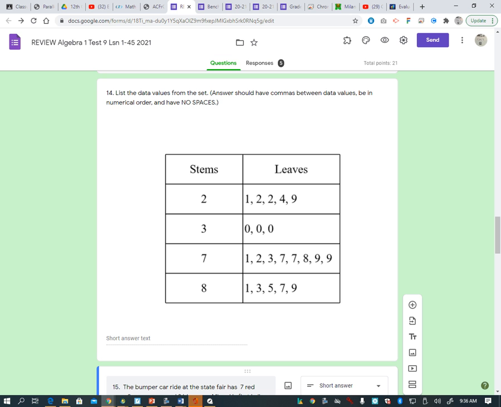14. Yes or no? Stem and leaf plot. Are we good here? We're good? Good.